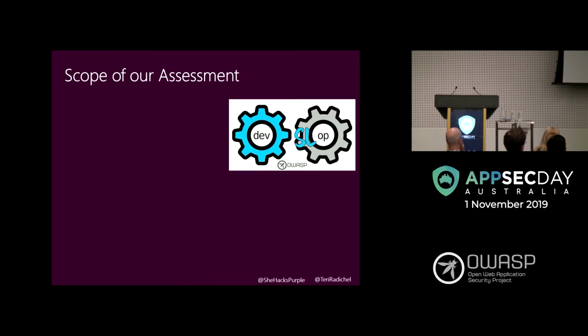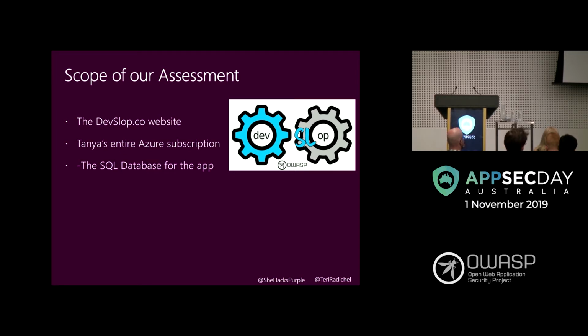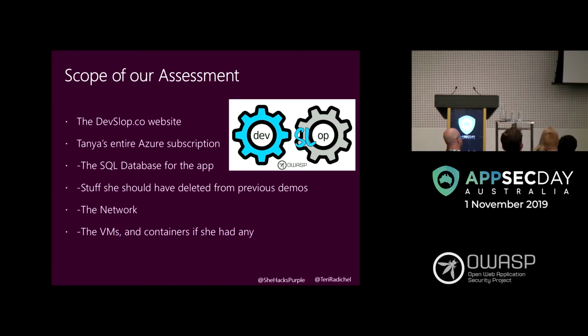Okay, so what is our scope? Our website, my entire Azure subscription at the time. So every single thing, all my demos, all my stuff. I didn't have official Microsoft stuff in my subscription. All of the real work things were tucked away, safe from us. So the database that went to that website, the network that I had, stuff Tanya should have deleted from her previous demos that she didn't. Yeah, guess what she found? VMs, containers. I didn't have any containers at that point. But we did not actually test the web app itself. So we're not going to talk about that specifically, the web app testing. We've done lots of other episodes about that, but we just wanted to talk about the cloud.